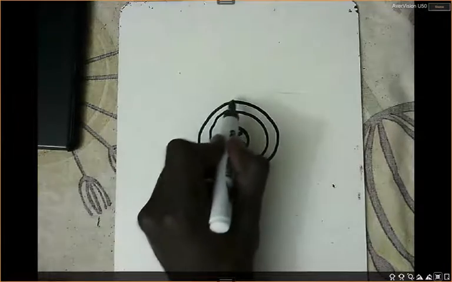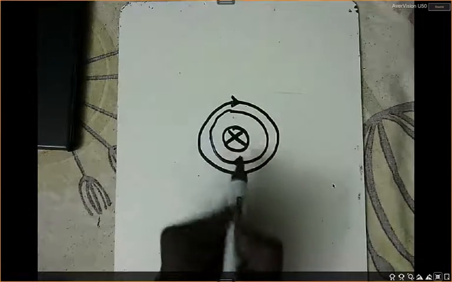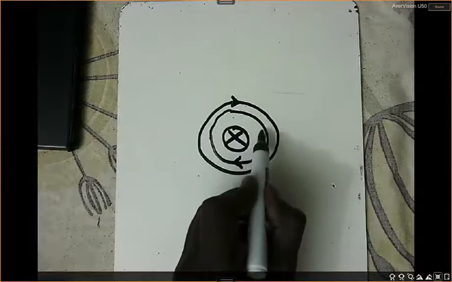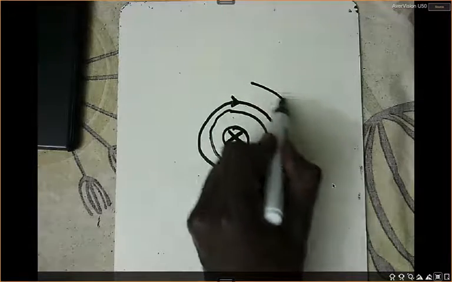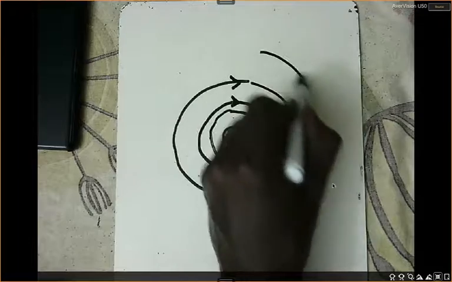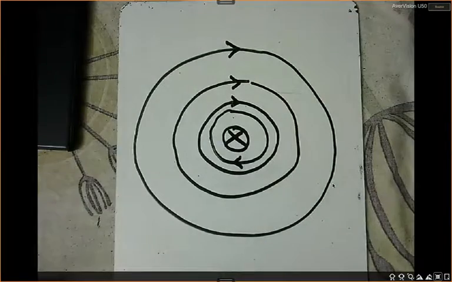As you go closer to the wire, the magnetic field lines are very close, but as you go further, the distance increases and the distance increases more. Such a question of drawing the magnetic field lines carries 2 to 3 marks, okay?